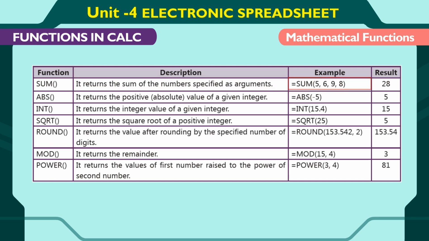=SUM(5, 6, 9, 8), result 28. ABS. It returns the positive absolute value of a given integer. =ABS(-5), result 5. INT. It returns the integer value of a given number. =INT(15.4), result 15. SQRT. It returns the square root of a positive integer. =SQRT(25), result 5.